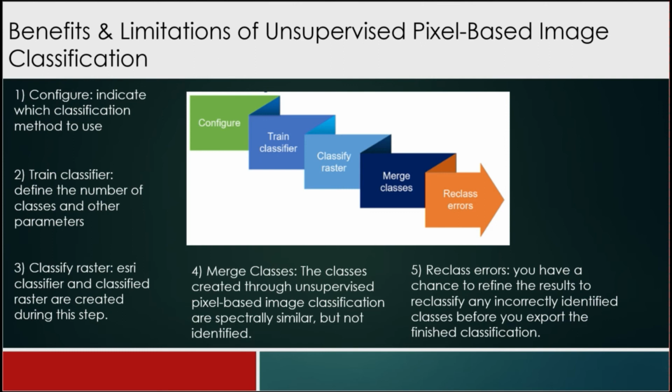And then the last step is reclass errors. This is what I talked about earlier in this lecture, where the analyst would need to manually look at the satellite image and the classes that have been defined, and perhaps look at a more recent aerial image and see if those categories are accurate. So you have a chance to refine the results and reclassify any incorrectly identified classes before you export the finished classification. So there is a manual element to this classification.